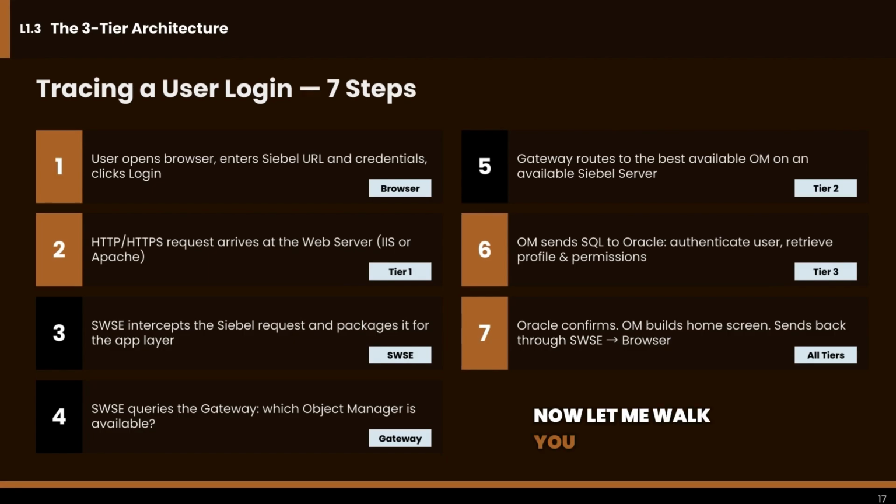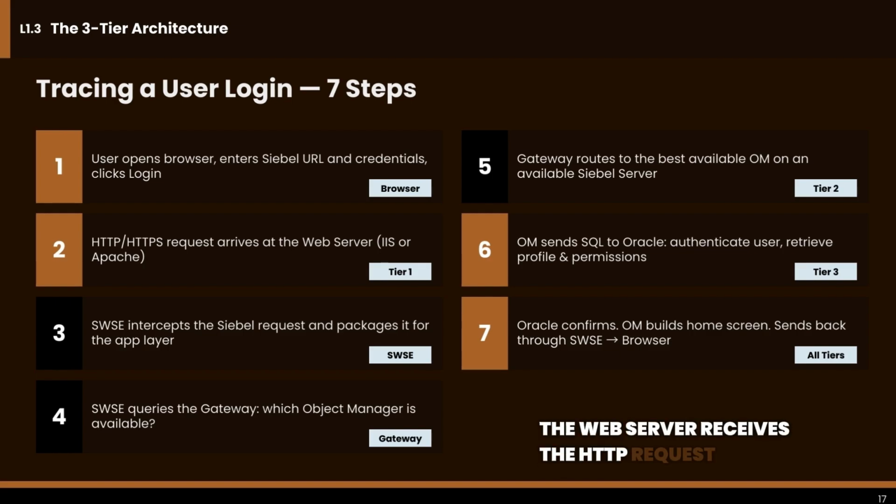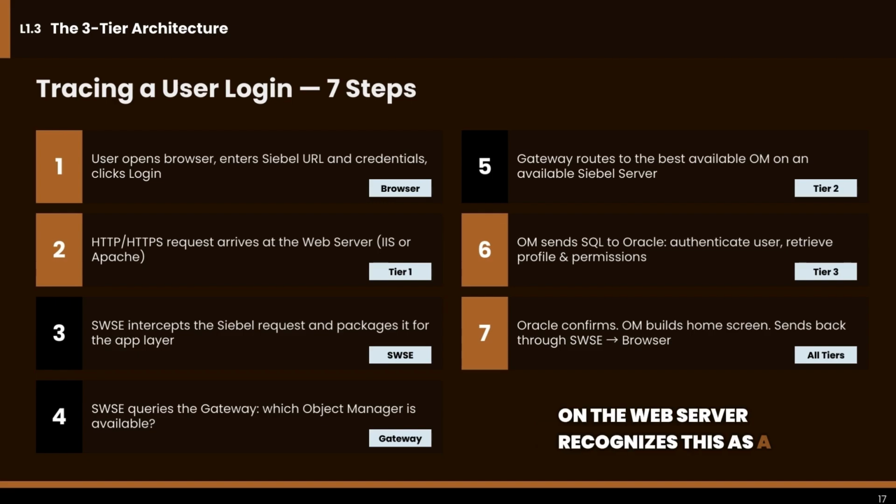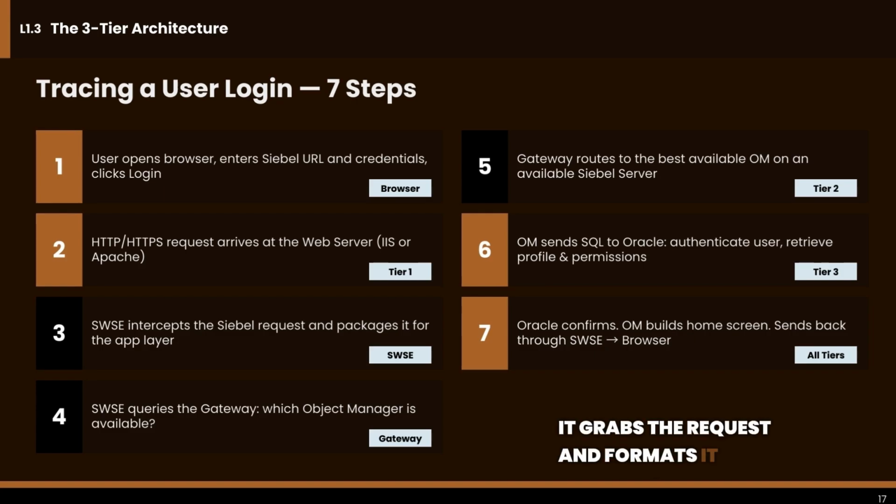Now, let me walk you through a concrete example. The login flow. This will make the architecture very real. The user opens their browser and navigates to the Siebel URL. The request travels over the network and hits the web server, let's say an Apache server. The web server receives the HTTP request. The SWSE on the web server recognizes this as a Siebel request. It grabs the request and formats it for the application layer.